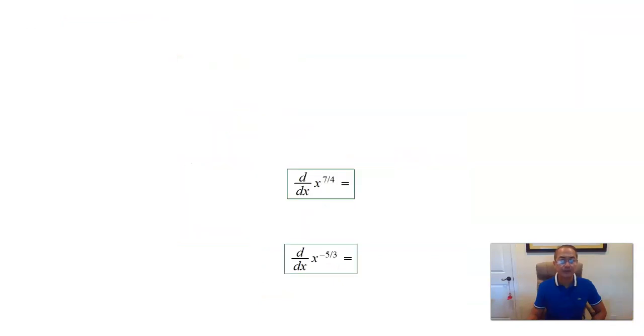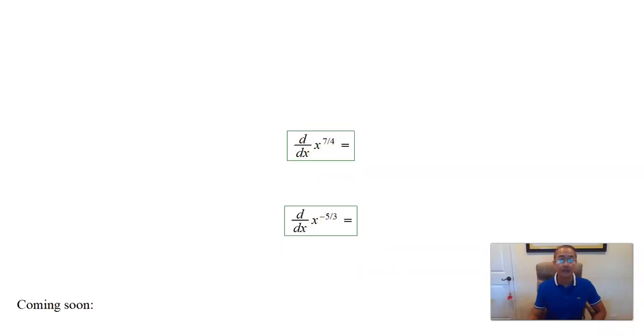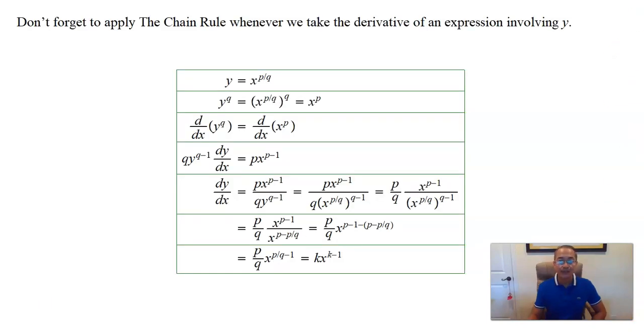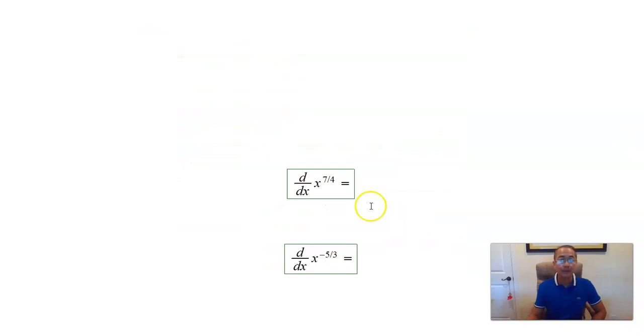Okay, so we can apply that now to two examples. We have a positive fraction here and a negative fraction down here. Okay, so let me hide that for a second. So let us apply our power rules. So drop the exponent, which is just 7 over 4, and then subtract 1. 7 over 4 minus 1, so that's 7 minus 4 is 3, x to the power 3 over 4.